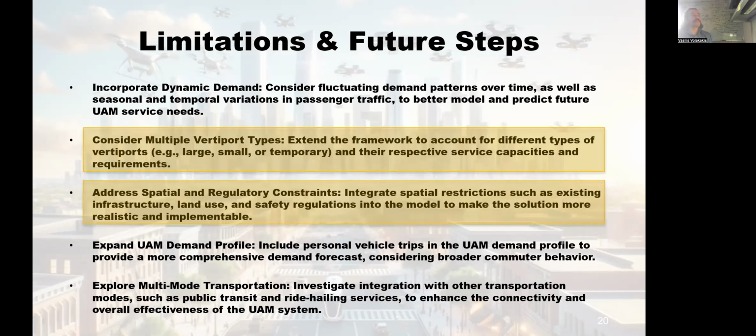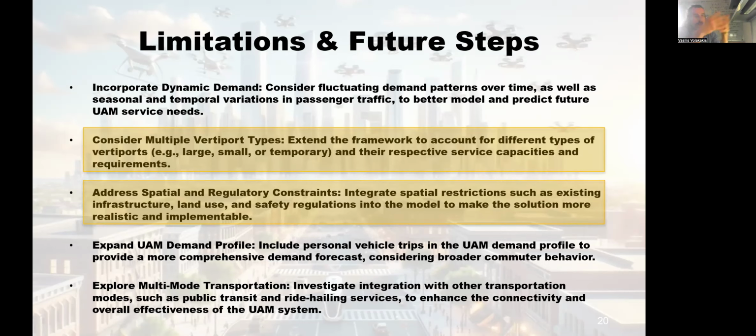One of the main limitations, and also future steps, is the fact that we are only considering one single vertiport type, but in reality, you can have different types of vertiports depending on budget and all sorts of things like safety and all that stuff. So this is one thing that I need to point out.